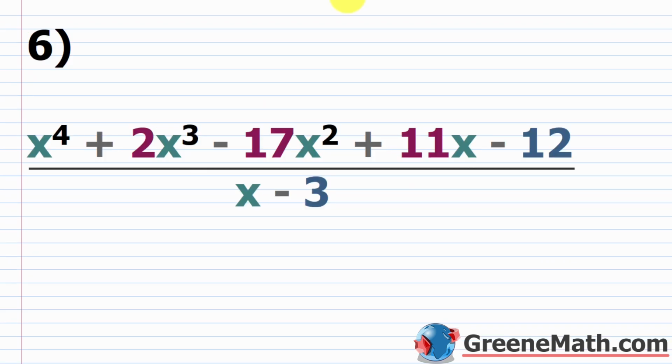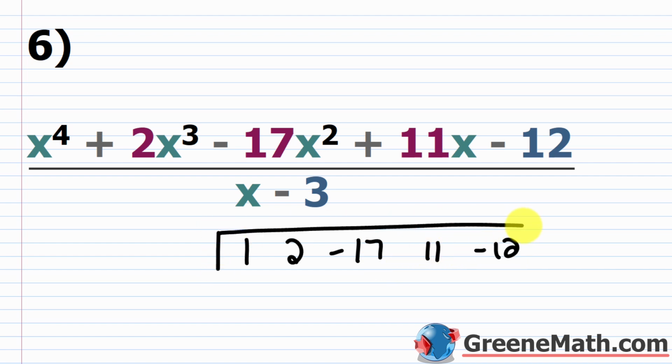All right, let's look at problem number 6. We have x to the 4th power plus 2x cubed minus 17x squared plus 11x minus 12, over x minus 3. This is all in standard form up here, not missing anything. So I'm just going to take my coefficients: 1, 2, negative 17, 11, and then negative 12.